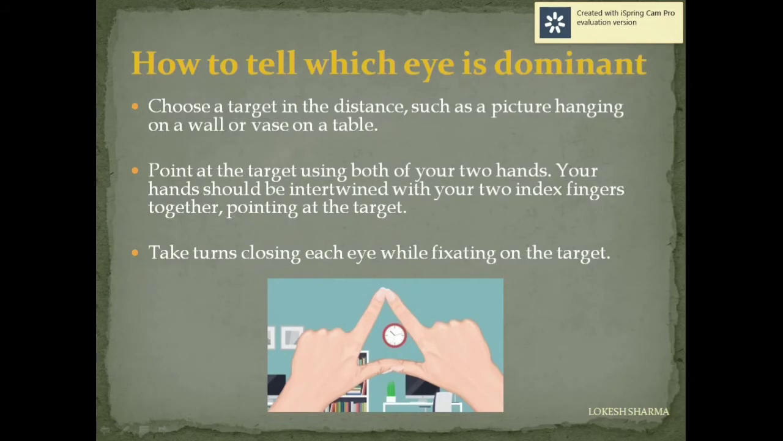Now, how to tell which eye is dominant? Do this simple activity. Choose a target in the distance, such as a picture hanging on a wall or a vase on a table. Point at the target using both of your hands. Your hands should be intertwined with your two index fingers together, pointing at the target. Take turns closing each eye while fixating on the target.